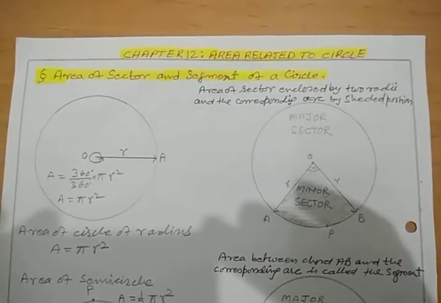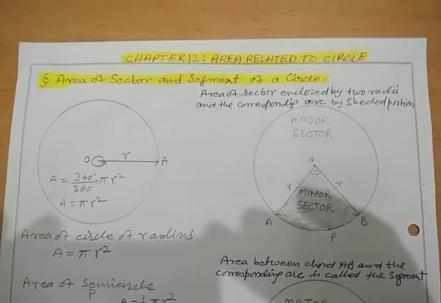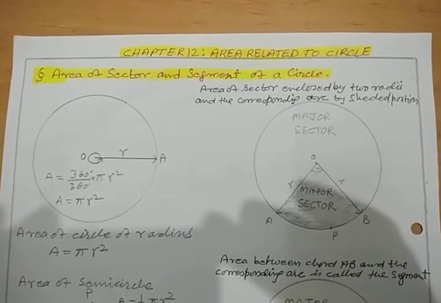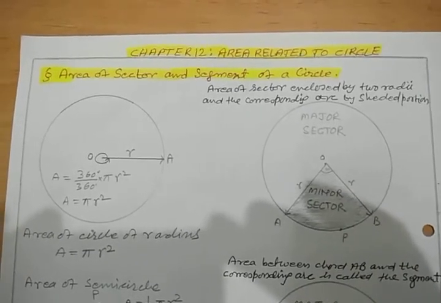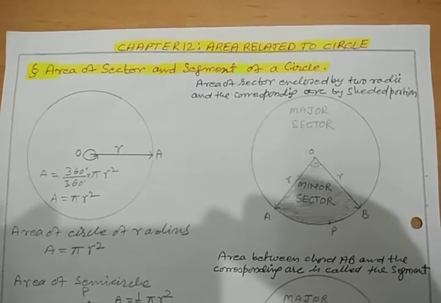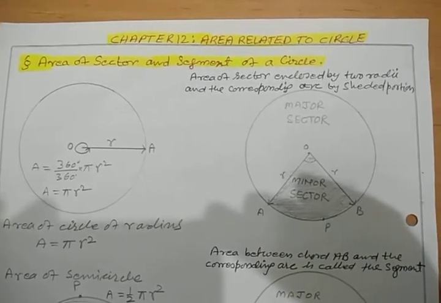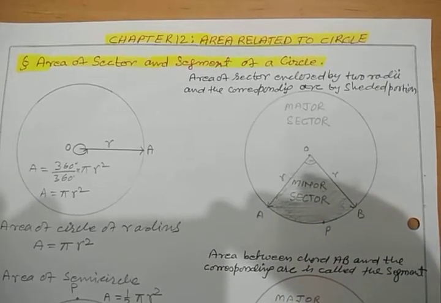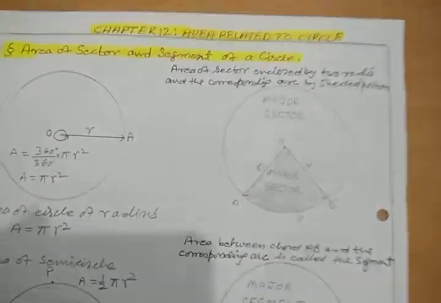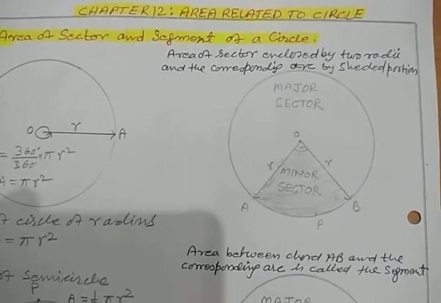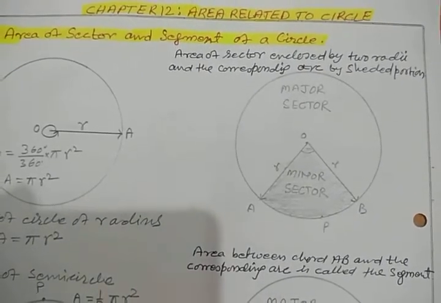Learn about how to find the area of sector and segment of a circle, which is a topic of chapter 12, area related to circle. So how can we first of all define the area of sector and segment.